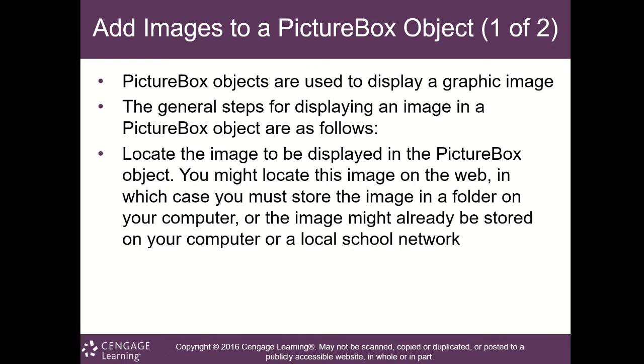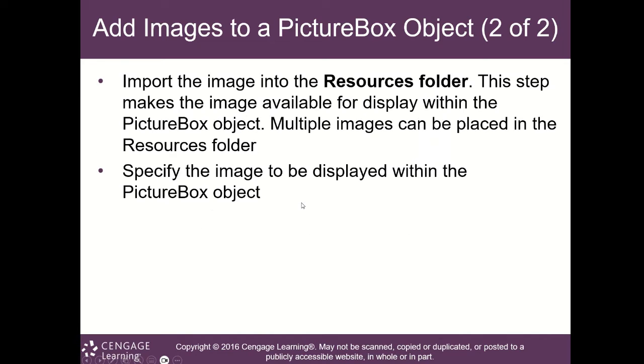So the picture box objects are used to display a graphic image, right? The general steps for displaying an image in a picture box object are as follows. First of all, you need to locate the image. How do you locate it? You can locate it from your desktop itself, from your device. You might locate this image on the web. So, more usual is locating it from your device.